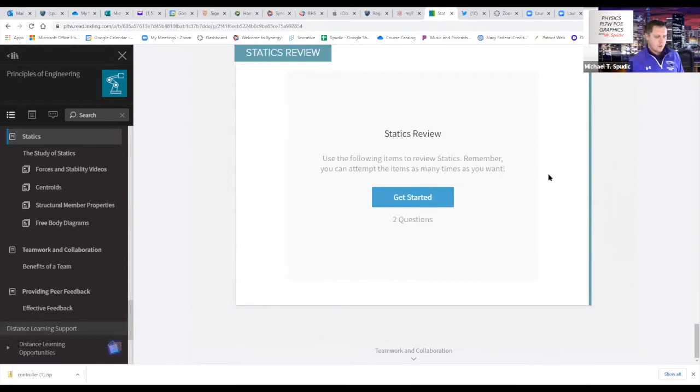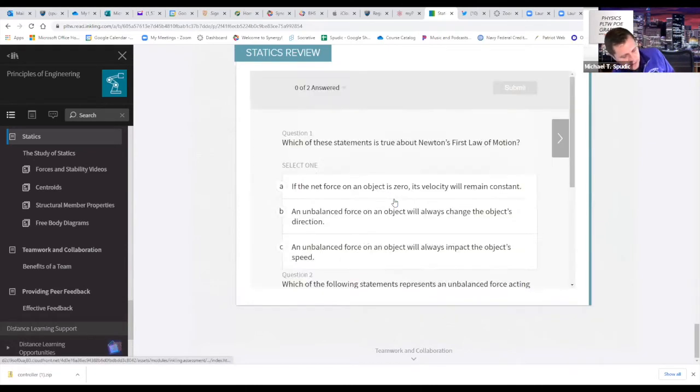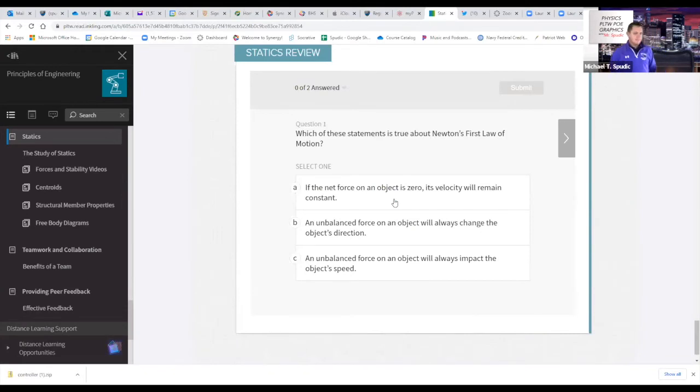Let's do the review. Let's see what we got here. Get started with the review. Which of these statements is true about Newton's first law of motion? Well, I didn't even go over the first law of motion. I will. But the first law of motion is that objects in motion stay in motion, objects at rest stay at rest, meaning unless an outside force acts on something, it will not change its velocity. So its velocity will stay constant.